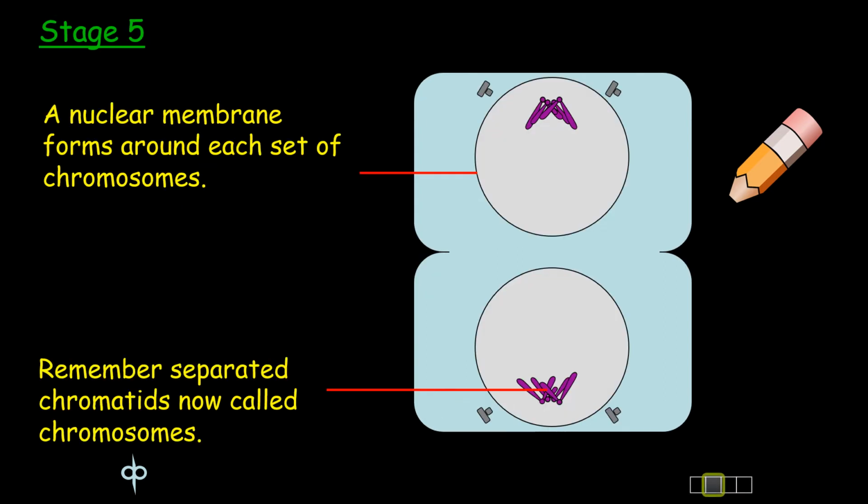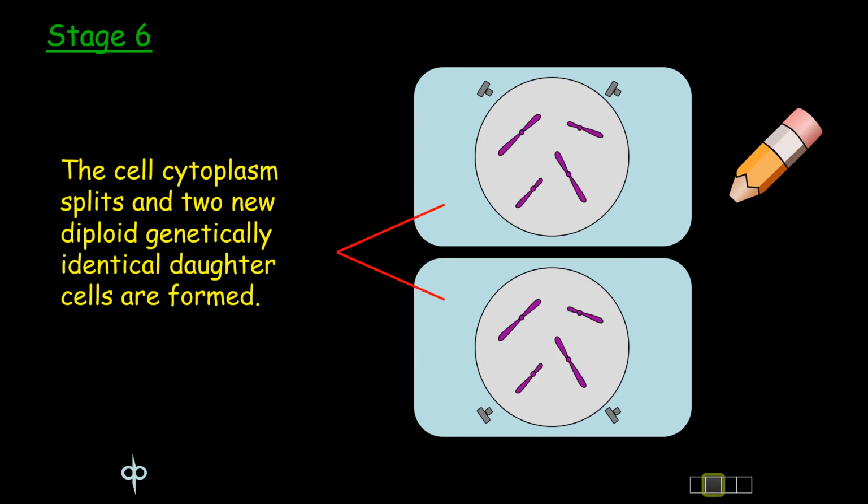In stage 5, a nuclear membrane forms around each set of chromosomes. Remember, the separated chromatids are now called chromosomes. So you take a note of stage 5. In stage 6, the cytoplasm splits and two new diploid genetically identical daughter cells are formed. So remember to go back, write down all of the stages and learn all of these different stages off by heart.